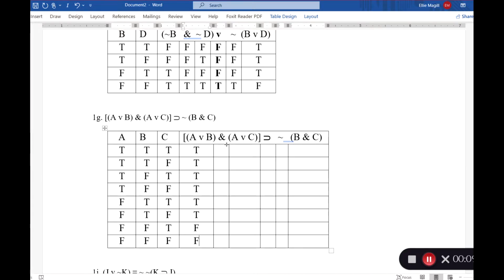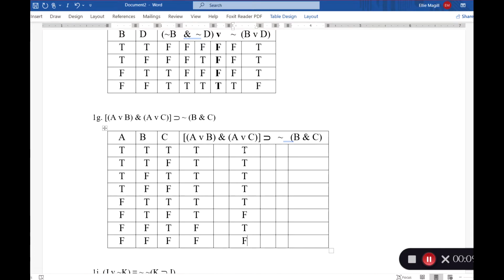So now we need to do the other side of this conjunction, A or C. So for the first row, A and C are both true. For the second row, A is true. For the third row, they're both true. For the fourth row, A is true. For the fifth row, C is true. They're both false on the sixth row. C is true on the seventh row. And then they're both false on that 8th row.